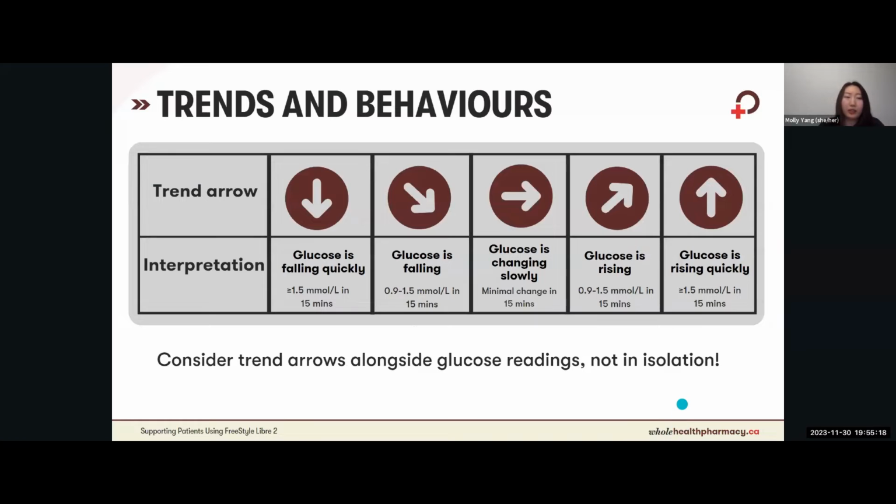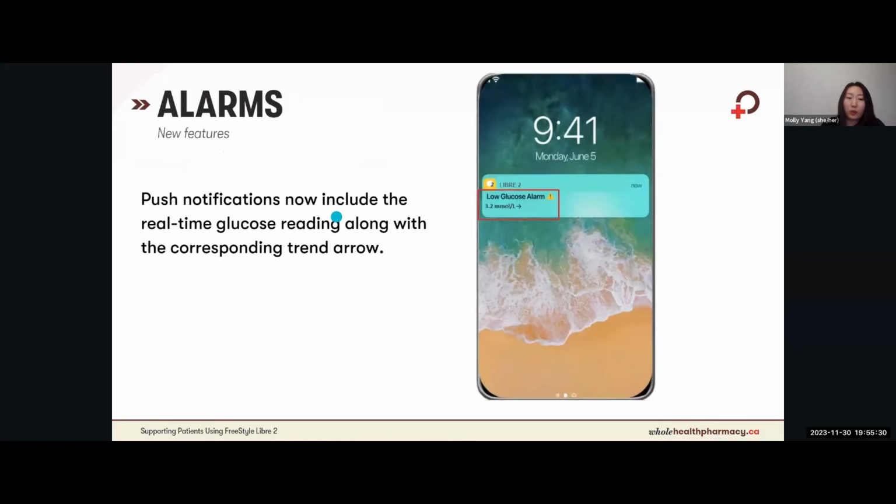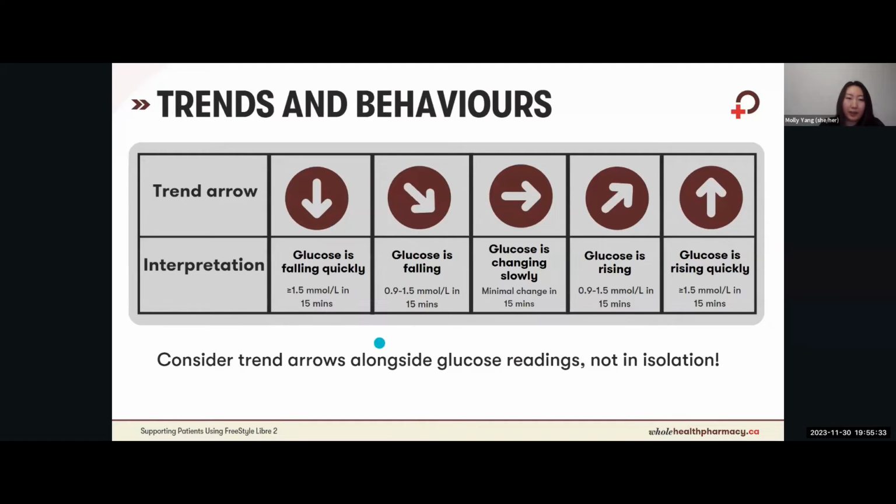So we put these slides in here to go over the arrows. If we go back to the home page, you can see that on the home page for the FreeStyle Libre 2 app, it'll show the patient the reading, but also shows them the arrow. What the arrow means is what's going to happen in the next 15 minutes. Depending on the arrow, if it's going down and across, it means it's falling. If it's going straight across, it's changing slowly. If it's going straight up, it means it's rising really quickly. And we've included some guidance in here on what that means in terms of numbers within the next 15 minutes.